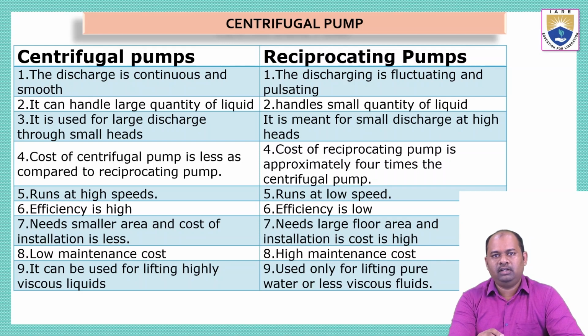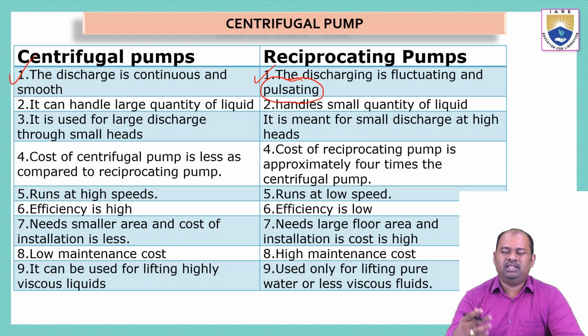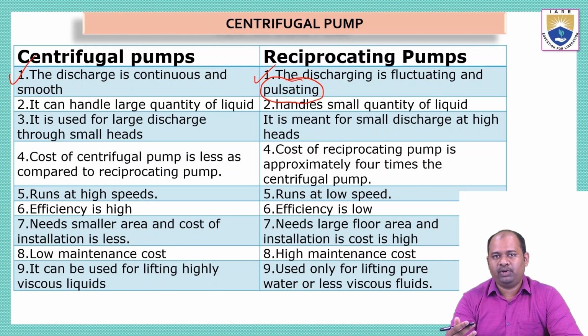Now let us try to understand the differences between a centrifugal pump and a reciprocating pump. The first difference is the discharge is continuous and smooth in centrifugal, whereas it is pulsating in reciprocating. We have seen this. The water coming out of the reciprocating pump is in the form of pulses because we have an idle movement of the piston inside the cylinder. The flow is not continuous unless we use a double acting reciprocating pump, where we get double the discharge while the piston is moving, so that there is no pulsating discharge.